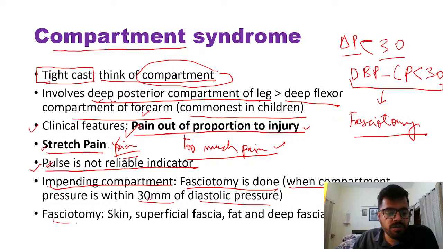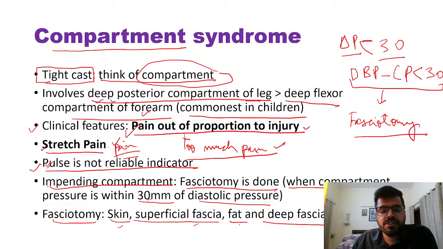What do we do in fasciotomy? We incise the skin, the superficial fascia, fat, and the deep fascia, and we release the muscles. So, skin, superficial fascia, fat, and deep fascia are incised in fasciotomy. It's an emergency procedure.